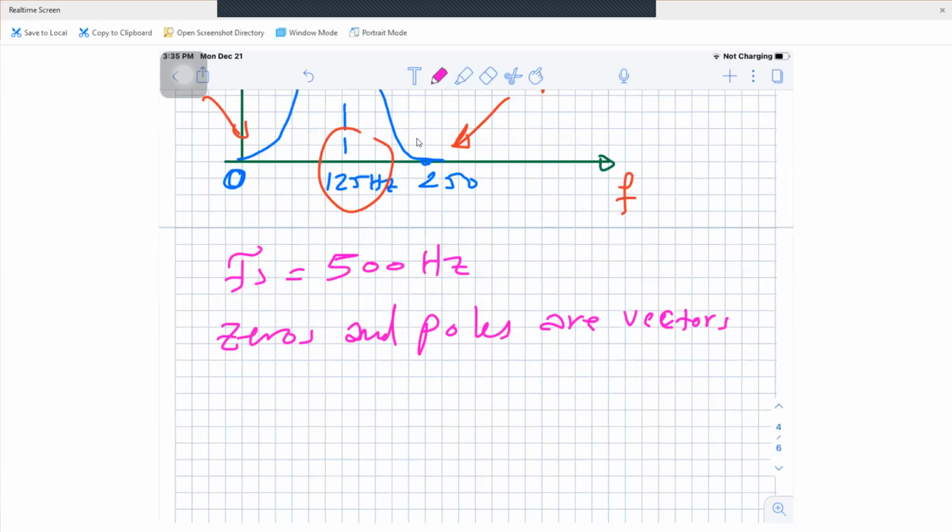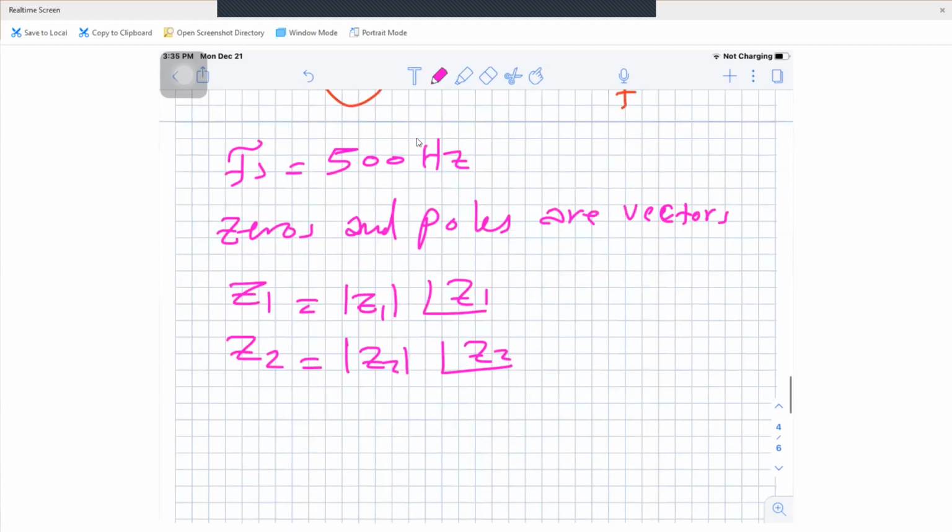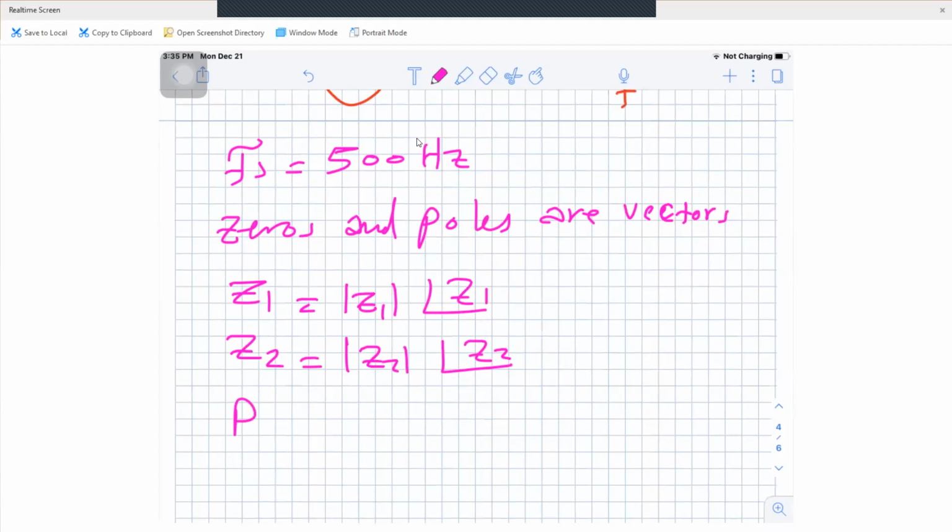Now we have two zeros, Z1 and Z2. Z1 will be the magnitude of Z1 with the angle of Z1. Z2 will be the magnitude of Z2 and the angle of Z2. Same thing for P. We have a maximum value occurring at 125 hertz, so P1 equals the magnitude of P1 and the angle of P1.